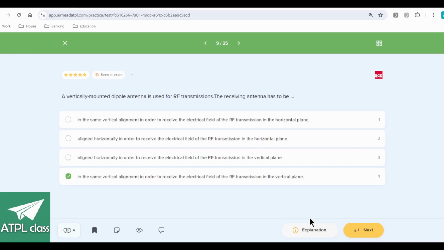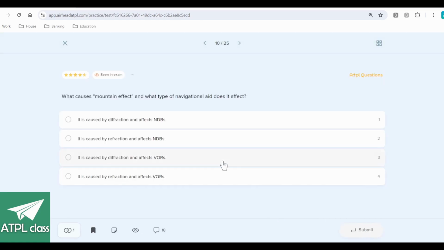So your, what's it called? Polarization has to be the same. That's basically what this question is getting at.